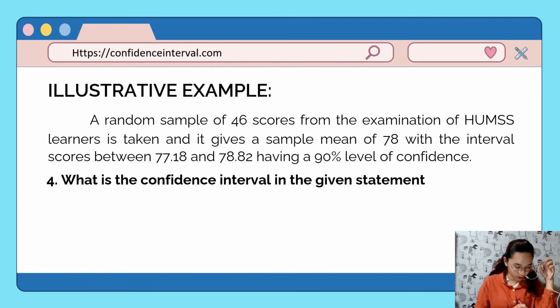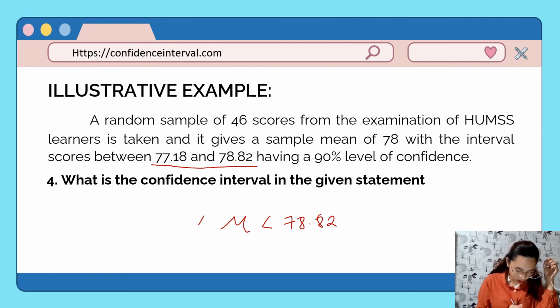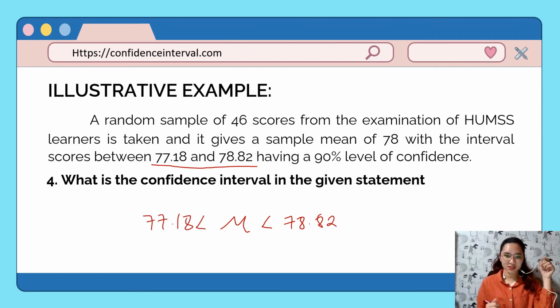So, what is the confidence interval in the given statement? Kapag sinabi natin confidence interval, ito po yung range of values natin. At dito sa ating statement, binigay na po na ang range of values natin is 77.18 at 78.82. So, kung isusulat po natin ang confidence interval natin, that will be population mean less than 78.82 but greater than 77.18. Okay, yan na po yun.